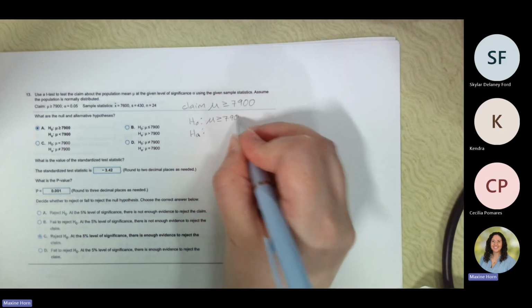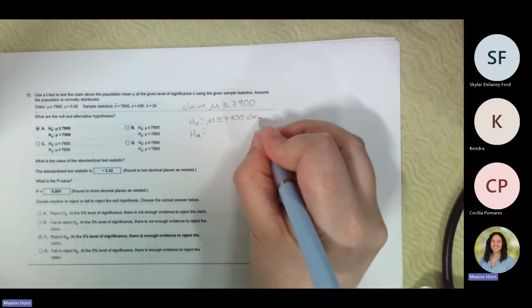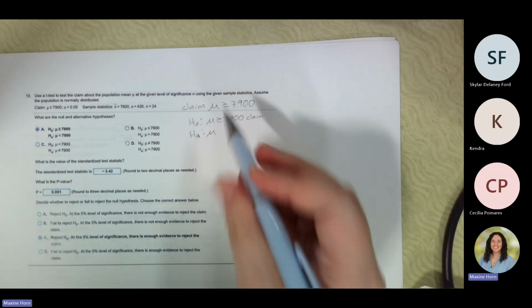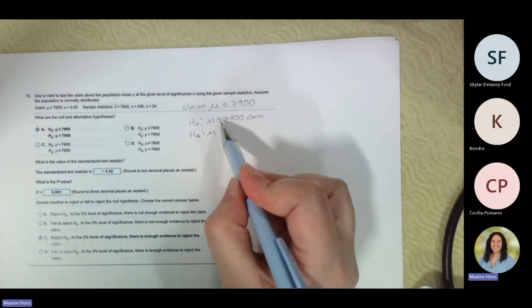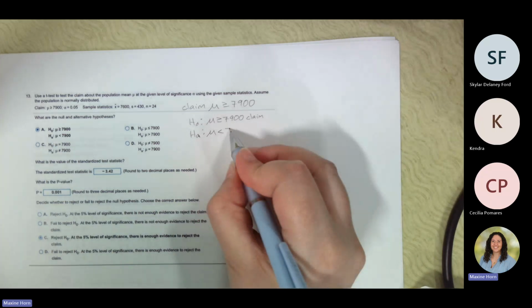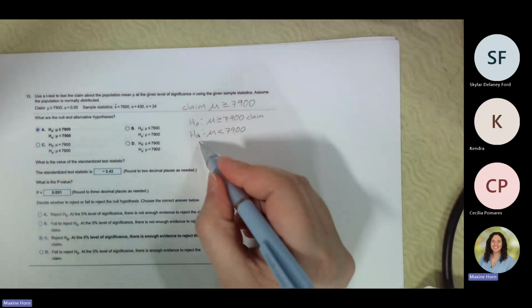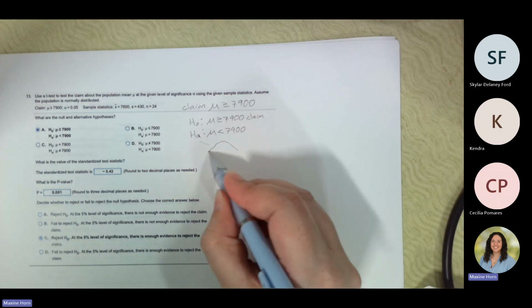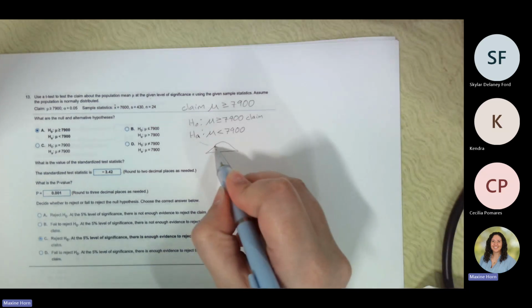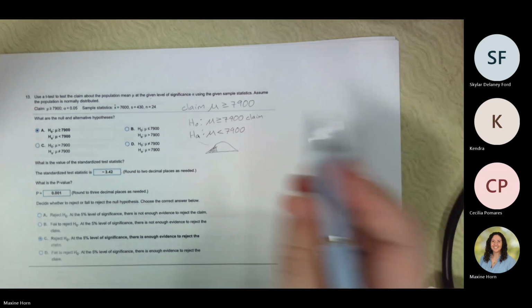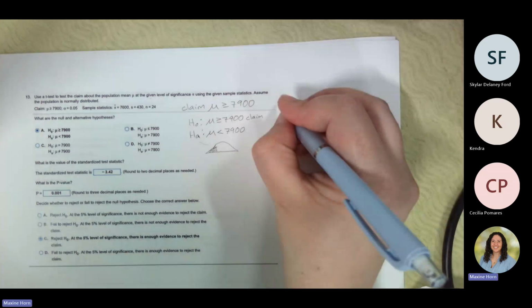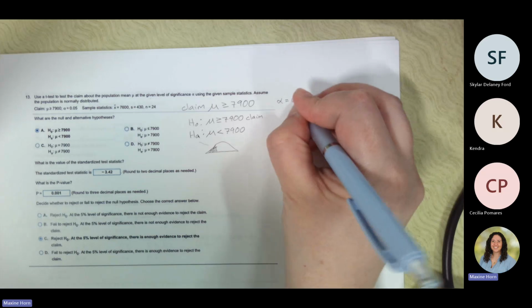I know we get a lot of these where the claim is the null hypothesis, but it's not always. So we need to come up with the alternative hypothesis, which is the complement to this, which is less than 7,900. So our alternative hypothesis is what determines what our graph looks like. Less than, so this is left-tailed. Okay. Let's go ahead and write everything else they gave us. We have a level of significance, an alpha of 5% or 0.05.